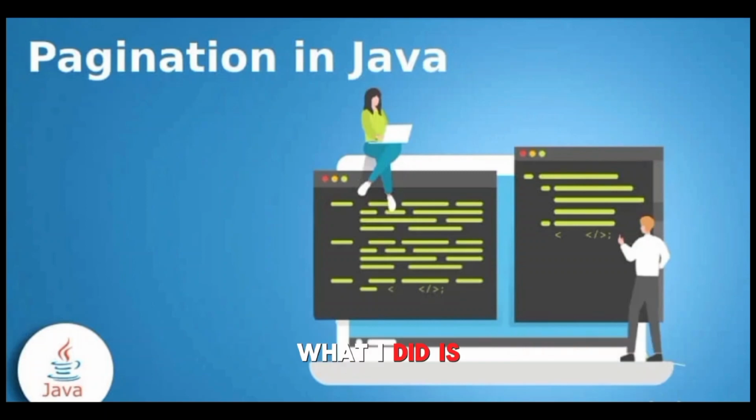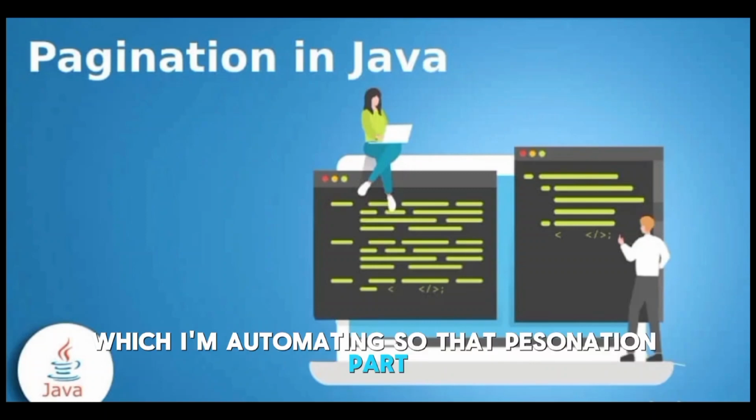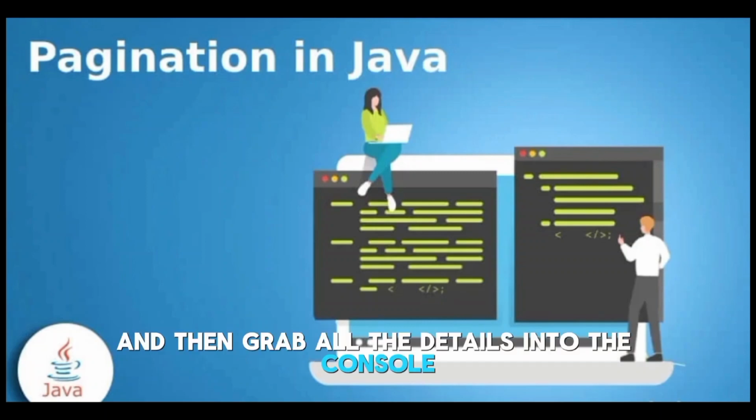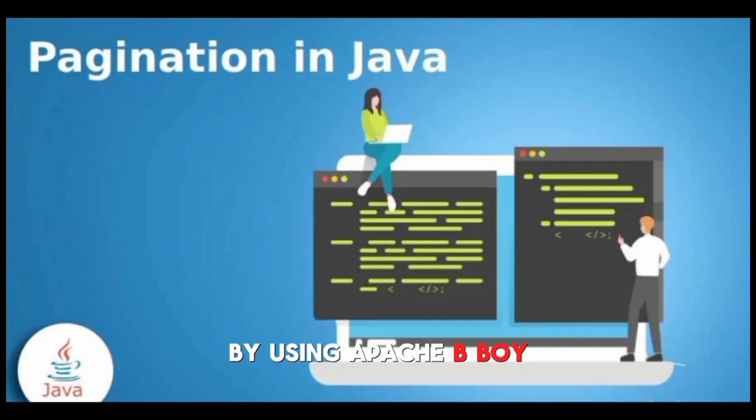Basically, in this framework, there is a pagination part in the tool which I am automating. I ran that pagination part till the nth page and grabbed all the details into the console, and from that console I pulled all the details into the Excel by using Apache POI. For this, on a basic level, I have built a Maven project.